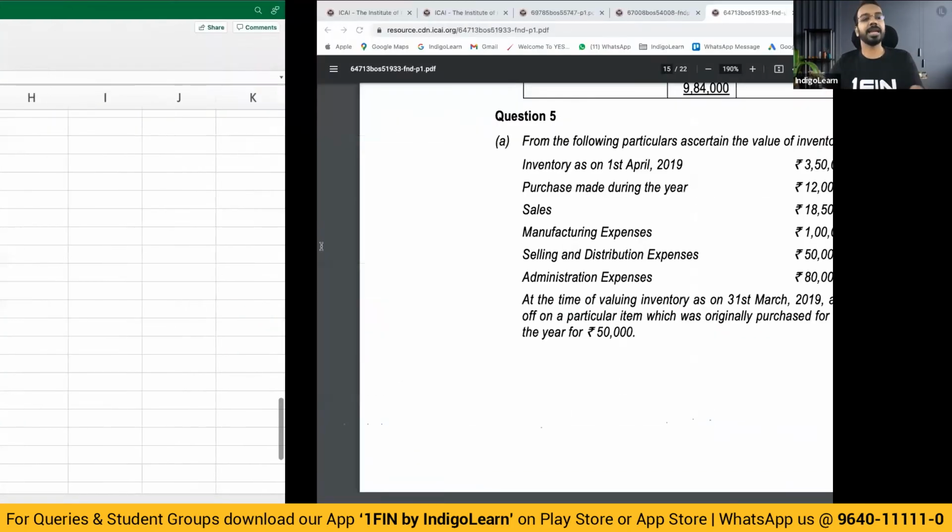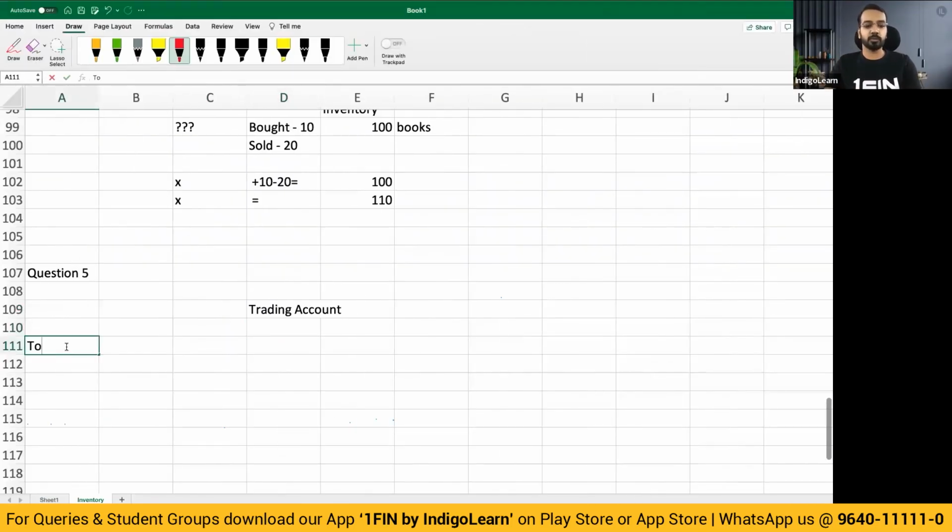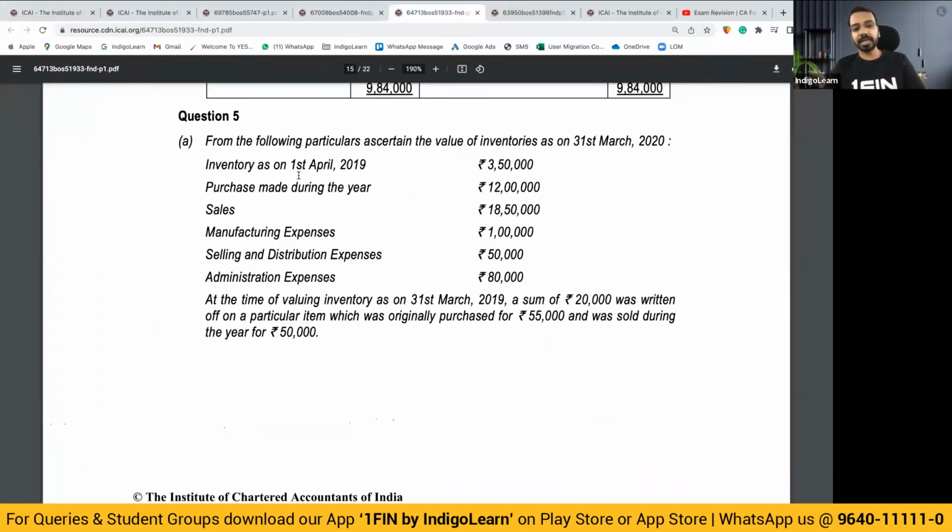Now here what has happened is, if you see, there are some abnormal items. Now what do we mean by abnormal items? Those items which are not sold at their normal gross profit rates. Those are sold at a lower gross profit rate. So if I prepare a trading account, I have opening stock, normal, abnormal. Here the question says inventory is 3,50,000. In this 3,50,000, at the time of valuing inventory on 31st of March, 20,000 was written off on a particular item which was originally purchased for 55,000.